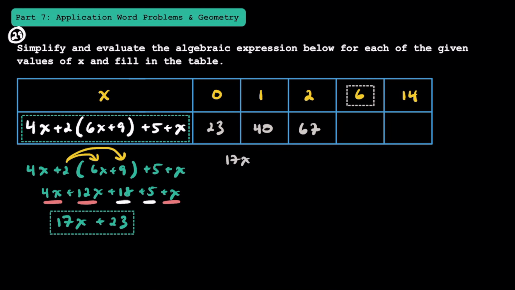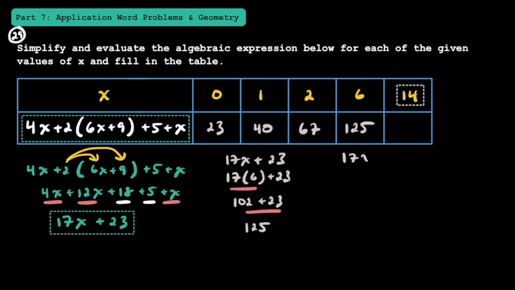Now let's evaluate the expression when x is equal to 6. When x is equal to 6, we'll have 17 times 6 plus 23. 17 times 6 is going to be 102, so we'll have 102 plus 23. And 102 plus 23 is going to be 125. When x is equal to 6, the value of the expression is 125.